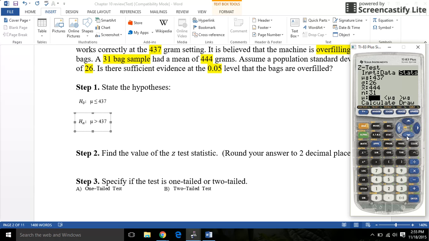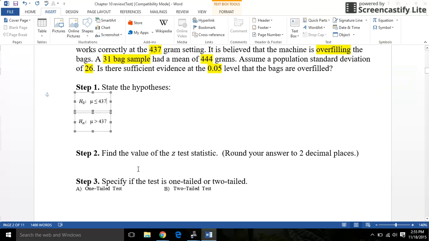Okay. For here, I need to put what my alternative hypothesis is. So if I go over to the end, it's the greater than symbol. I'm going to hit enter. I'm going to scroll down and hit calculate, and that's what I get. So my Z test statistic, and I need 2 decimal places, is Z equals 1.50.